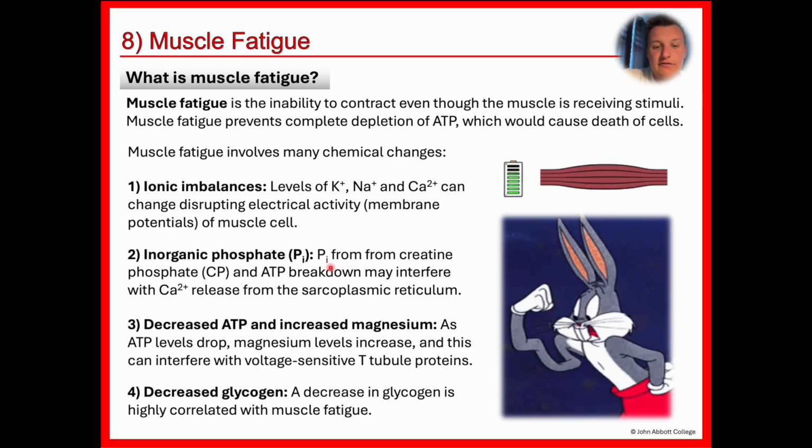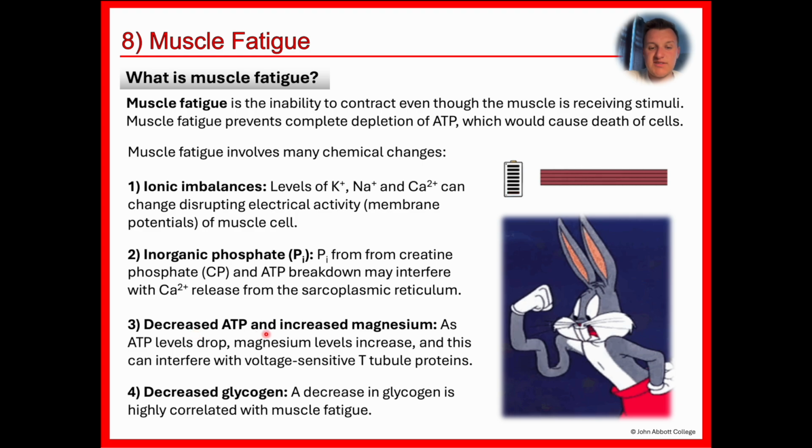Secondly, inorganic phosphates. This inorganic phosphate from creatine phosphate and ATP breakdown may interfere with calcium release from the sarcoplasmic reticulum. So this is that phosphate from the breakdown, which might have some kind of effect on release from the sarcoplasmic reticulum.